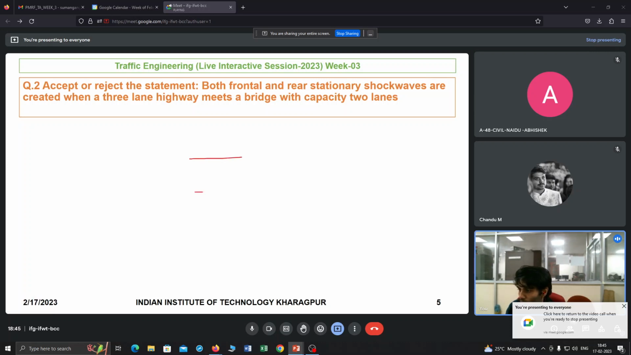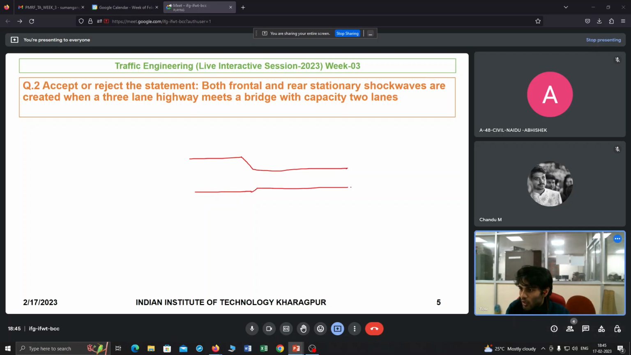Suppose this is a 3-lane road, and it's meeting this 2-lane bridge. Suppose this is 2-lane and this is 3-lane. Suppose your demand is 2 lanes initially, right? So it will flow because the maximum capacity is 2 lanes. So there won't be any congestion, but there will be a change of state, right?